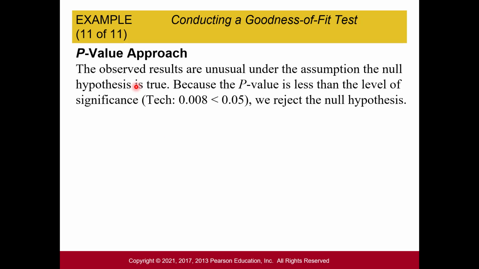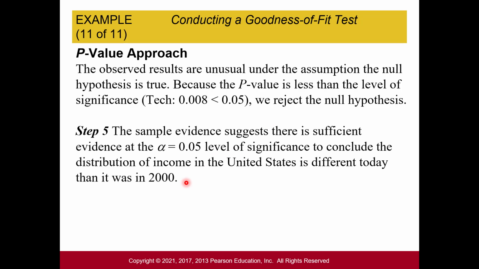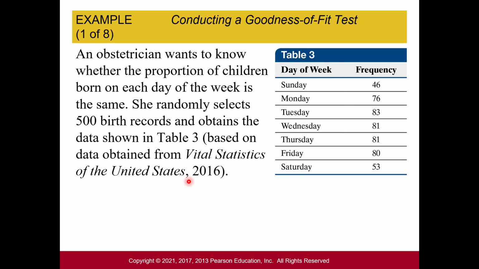And so, based on our results here, the observed results are unusual under the assumption the null hypothesis is true, and that's because the p-value is less than our level of significance. 0.008 was less than 0.05, so we reject the null hypothesis. And then we have the same conclusion that we got from our classical approach. All right, let's try one more.